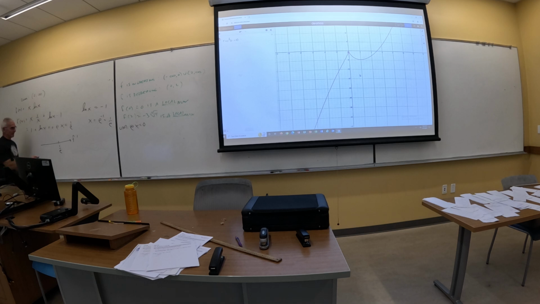0. I kind of need the 0 because there's nothing to the left of 0. I've partitioned my number line into 2 intervals, but it's not negative infinity, it's 0 to 1 over e. 1 over e is only about 0.37, it's pretty small. And then 1 over e to infinity. This interval's really small, this one's really big.